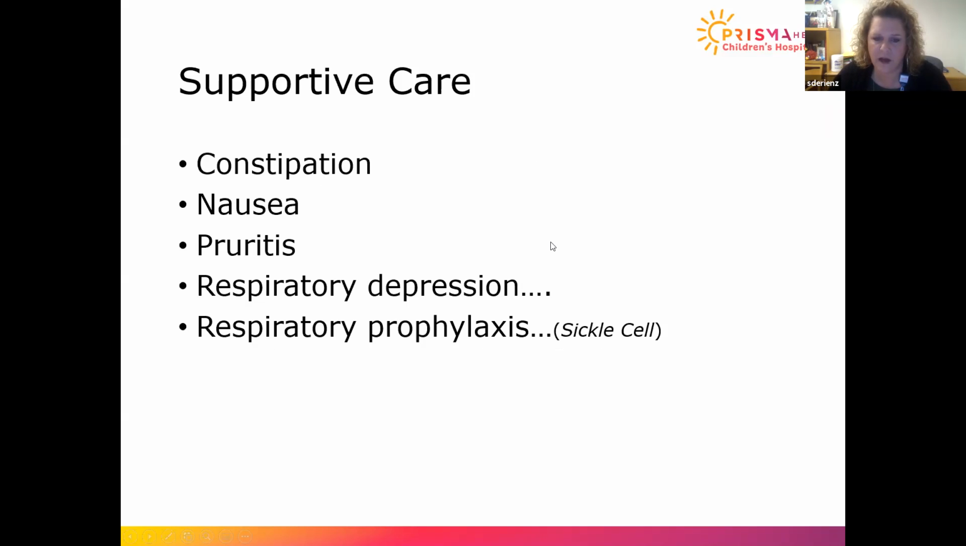Respiratory depression, obviously we have to keep that in the back of our mind. A very low percentage of patients will experience respiratory depression, but we do still have to have some naloxone available, especially for patients who are on like PCA. Also respiratory prophylaxis with albuterol. This is more commonly seen in our sickle cell population, again, because they're getting typically scheduled IV narcotics. And so we want to keep them away from acute chest syndrome.